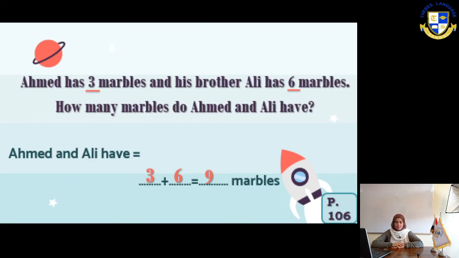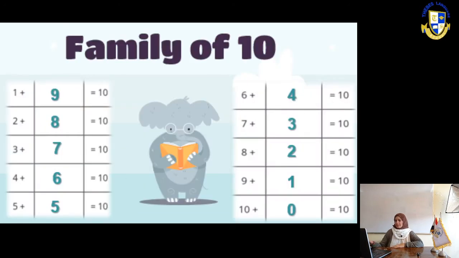Another one, Ahmed has 3 marbles and his father Ali has 6 marbles. How many marbles do Ahmed and Ali have together? You have only 2 numbers, underline 6 and 3, put 6 in your mind, 3 on your fingers, after 6, 7, 8, 9. So you have 9 marbles.